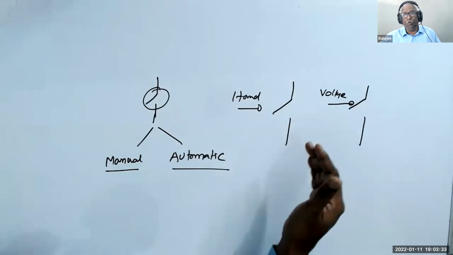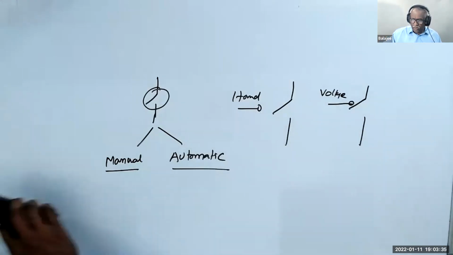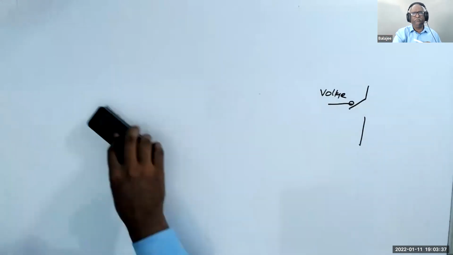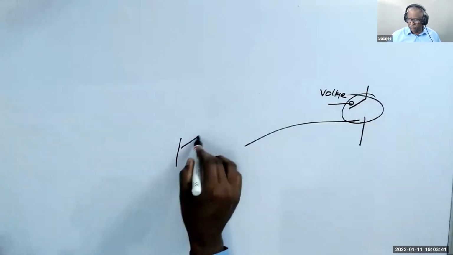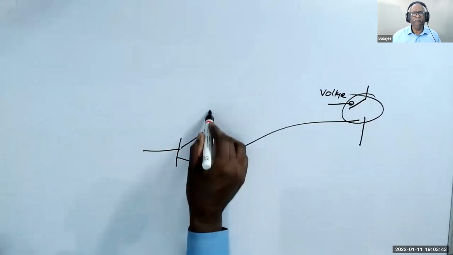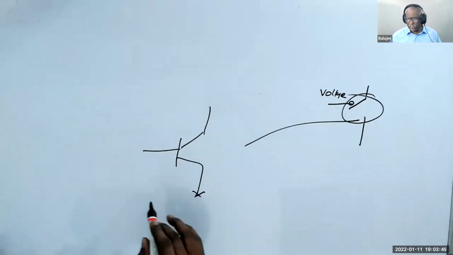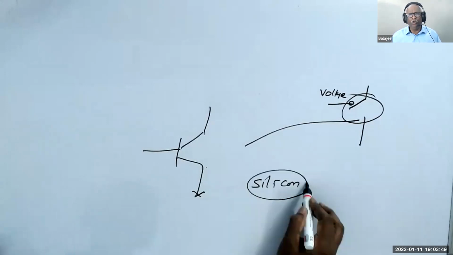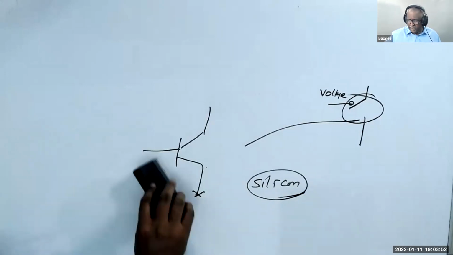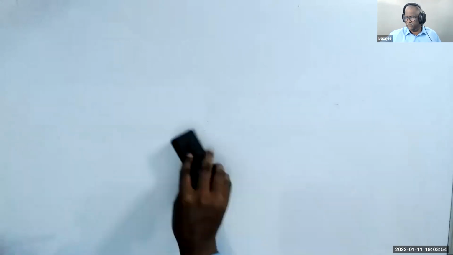That is, voltage is controlling a voltage. And that switch is nothing but a transistor. How do you build a transistor? Using silicon, metal. So what people did was use silicon and build the transistor.